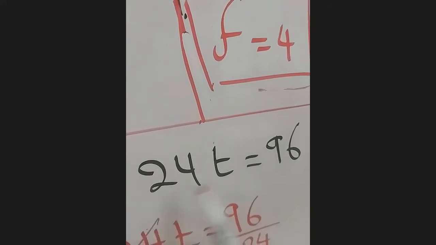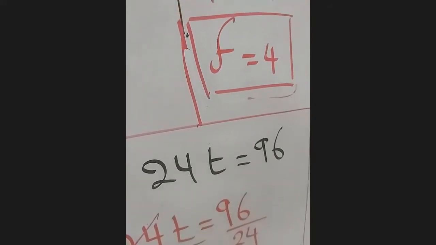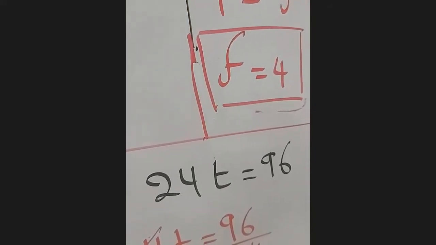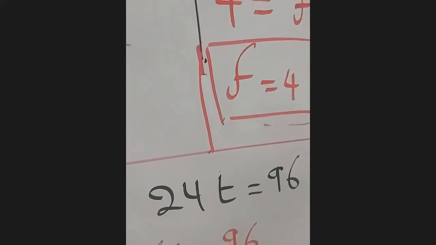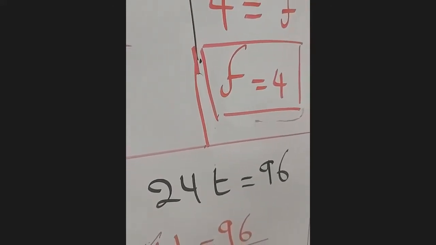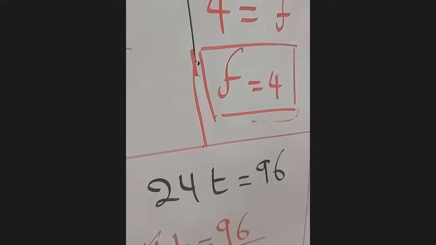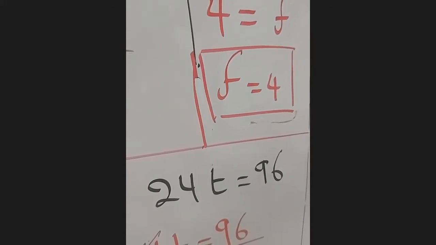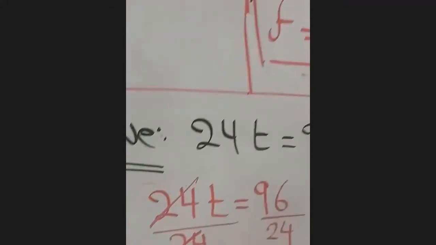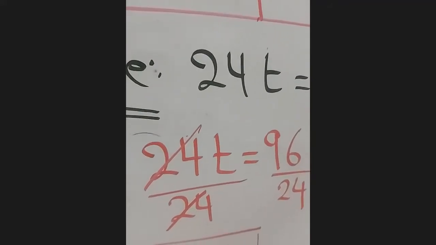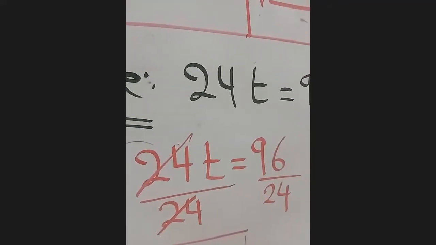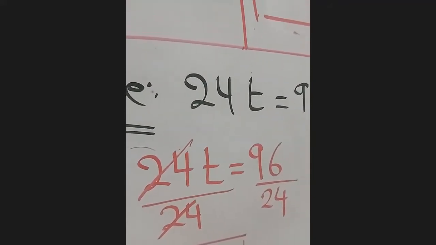Here in this equation, what is the coefficient? Tell me. 24. So what will we do? We will take 24 and divide it on both sides. Good boy. Look. Got it? Yes. Do for me this one.